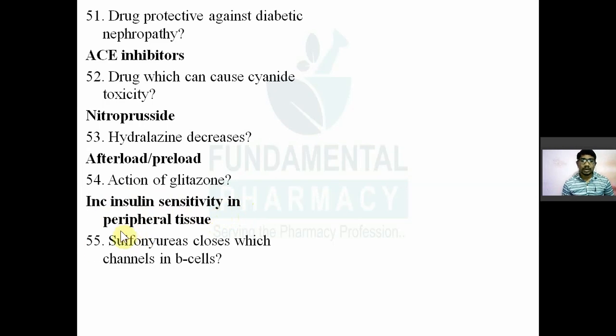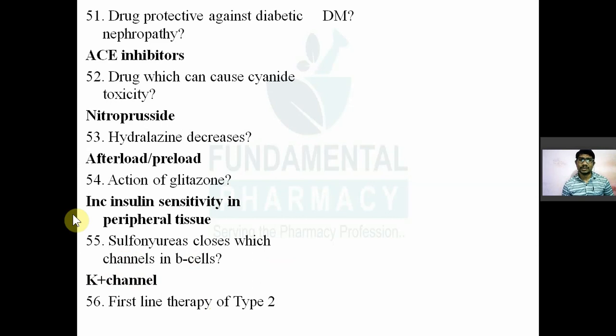Now next, sulfonylureas close which channels in the beta cells? तो ये important question है आपको. Actually this is a question from classification. So remember sulfonylureas are known as KATP channel blockers, potassium ATP channel blockers. Remember they are used in the treatment of diabetes. Now first line therapy for type 2 diabetes mellitus. One of these drugs is nothing but metformin. Metformin is a first line therapy of type 2 diabetes mellitus.